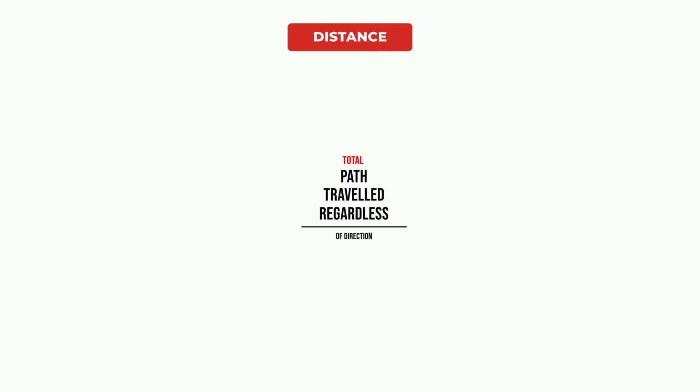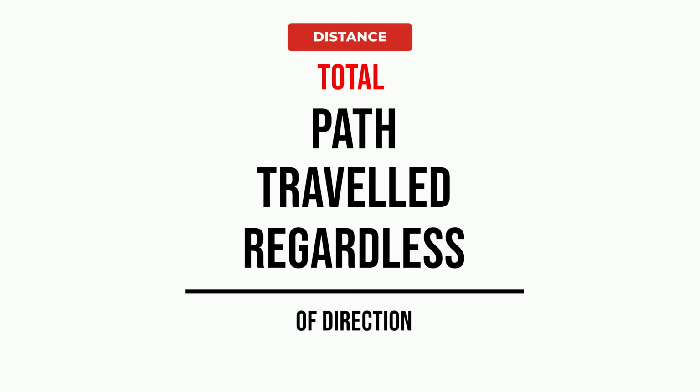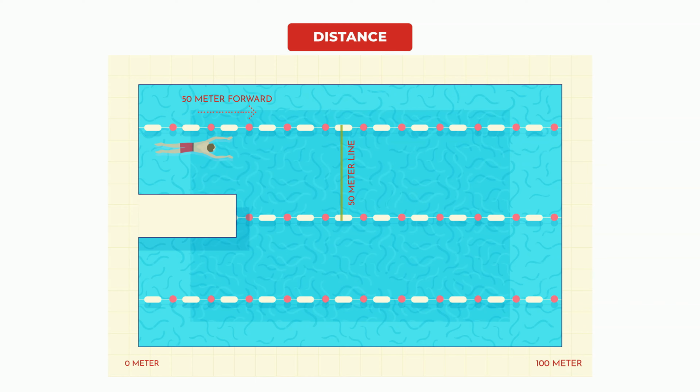Now, let's talk about distance. This is the total path traveled, regardless of direction. If you swim 50 meters forward and then 50 meters back, the total distance you've covered is 100 meters, even though you may end up right where you started.